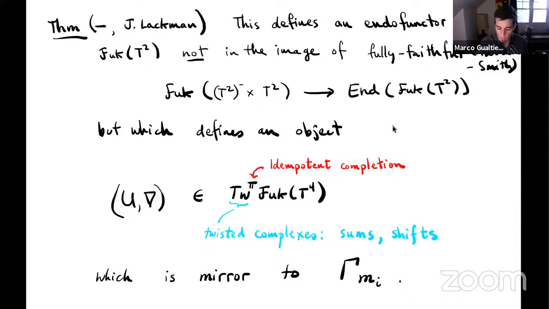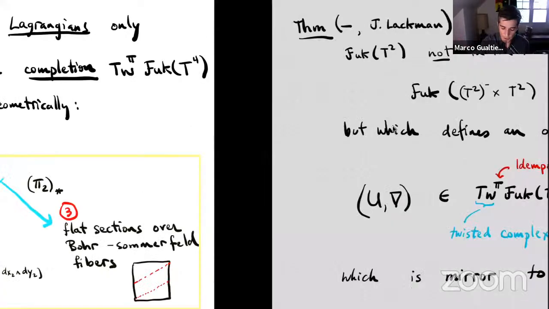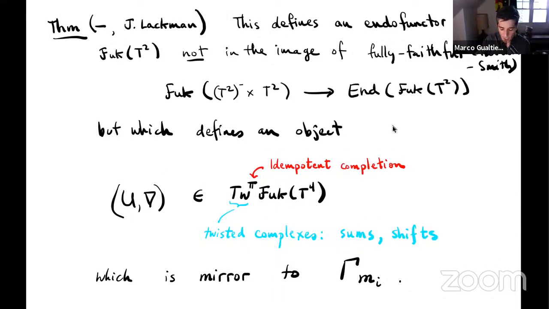It was invented by Karoubi in his study of, and the result after doing this idempotent completion is that we obtain a larger category, and in this larger category we carefully checked that this functor defines an object, and this object is indeed mirror to the graph of multiplication by I in the derived category.